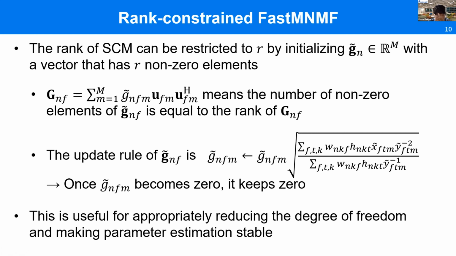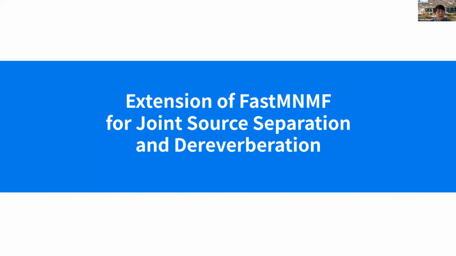For example, in speech enhancement in non-reverberant conditions, we can reduce the degree of freedom by restricting the spatial covariance matrix of speech sources to a rank 1 matrix. Next, we extend this fast MNMF for joint blind source separation and de-reverberation.